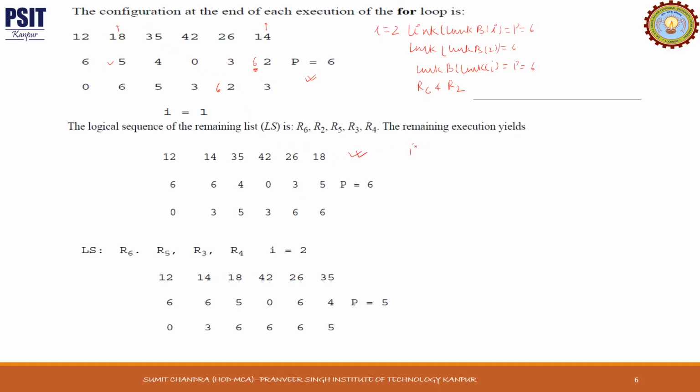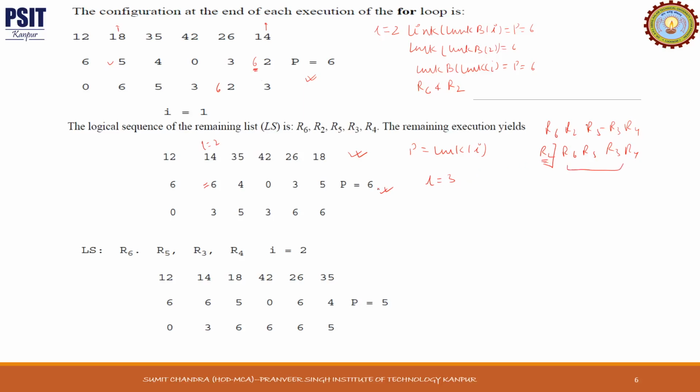Now P is equal to link of I here. So now I is equal to 2. This is the second element. Its link is 6. So P is equal to 6. So this is the configuration we got from I is equal to 2. Now working for I is equal to 3. Also remember that we had these elements, and we have exchanged R6 and R2. So this becomes R2, this becomes R6. Now this element is trivially sorted. This is the second last element. We'll work on this list.